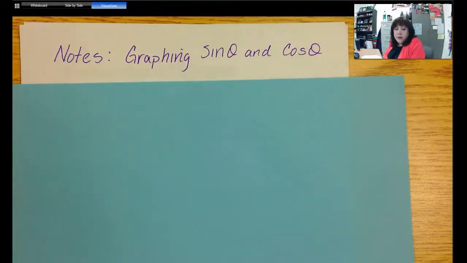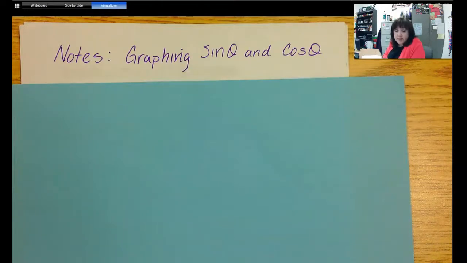Hi, today we are looking at graphing sine and cosine functions in our trig graphs. So we're going to take a couple of minutes and review a few things before we get started, and then we are going to be unwrapping the unit circle and coming up with our sine curve. And so today we're specifically looking at sine and cosine.